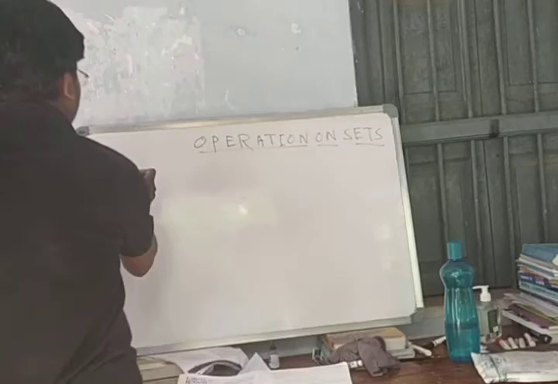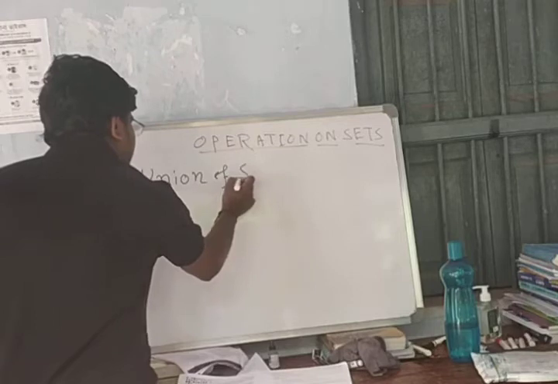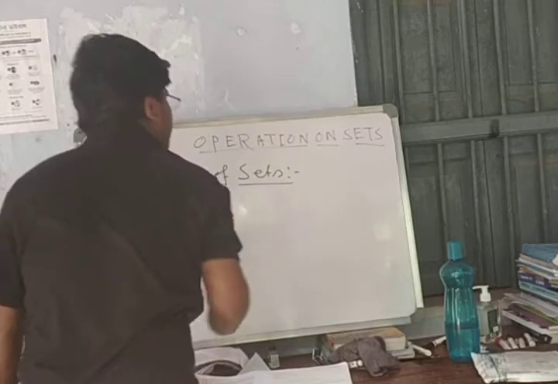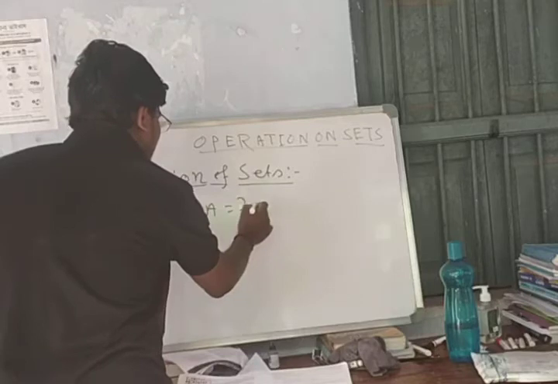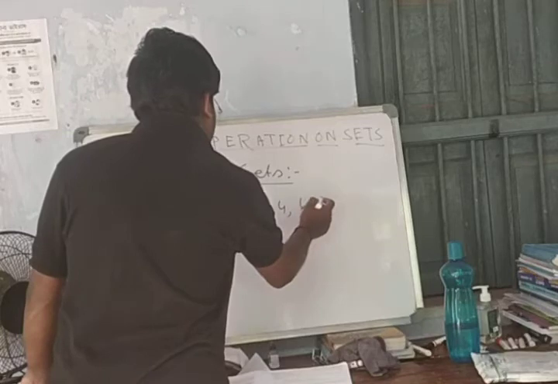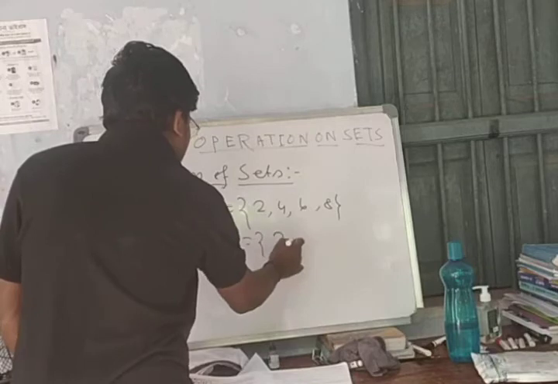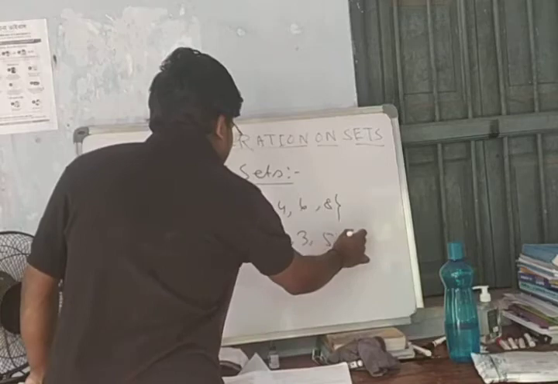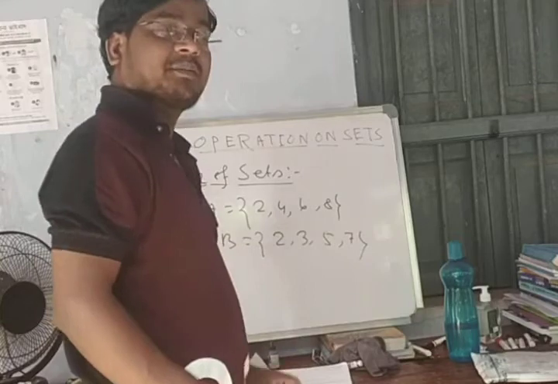Union of sets. What is the union of sets? Suppose I write two sets. A equals 2, 4, 6, 8 and B equals 2, 3, 5, 7. Now, here A equals 2, 4, 6, 8 means even numbers, and these are prime numbers.